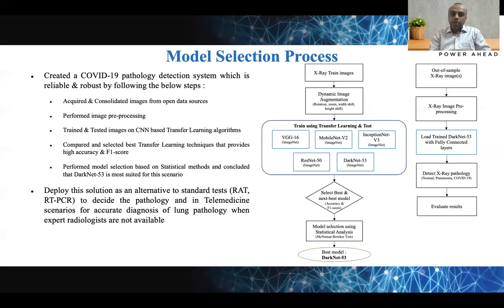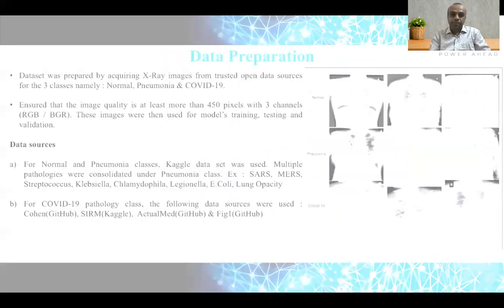After we do this, we select the two best models, and then we apply some statistical methods to determine which model is actually performing better. In this case, we found that DarkNet-53 provided the best results for COVID-19 detection in X-rays. So let's see how we have done this.